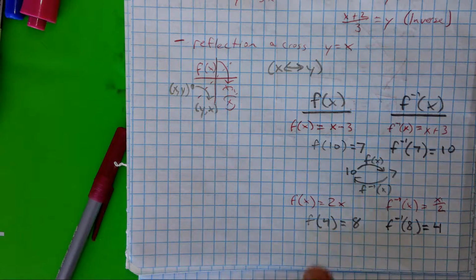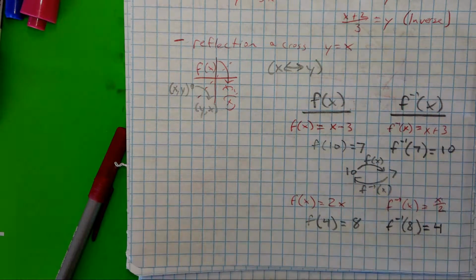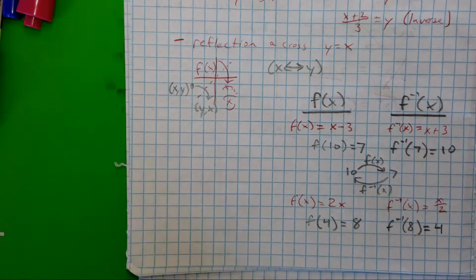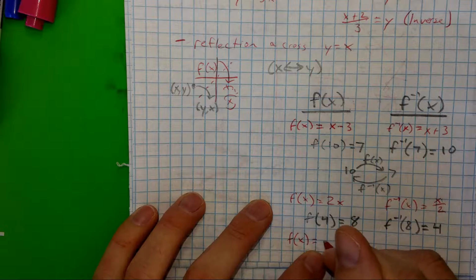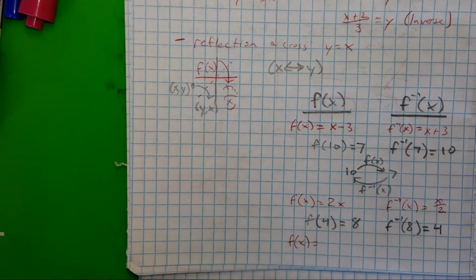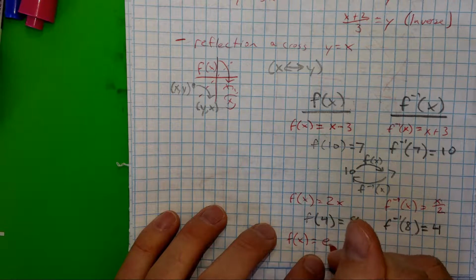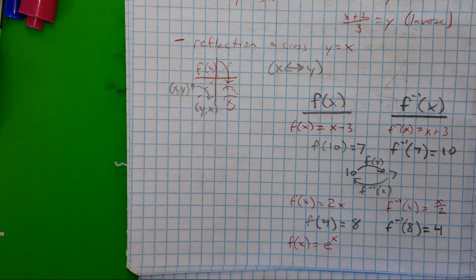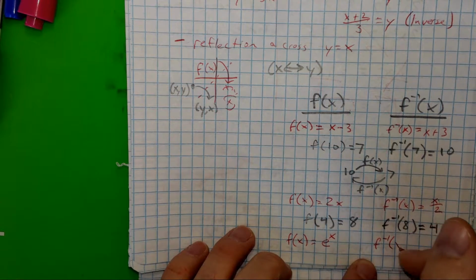Okay, so this is how inverses work. For the original function, you plug something in, you get something out. For the inverse, you switch those two things. Bonus question from Algebra 2. Let's see if you remember. What if my original function was, let's say, e to the x? What would my inverse function be?